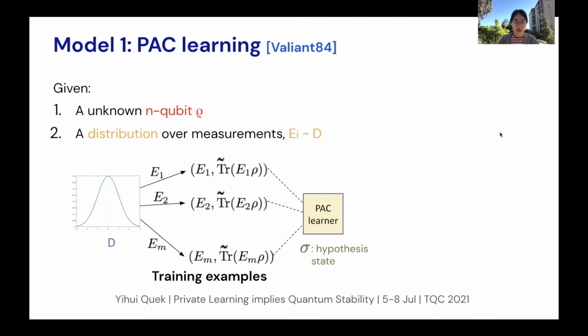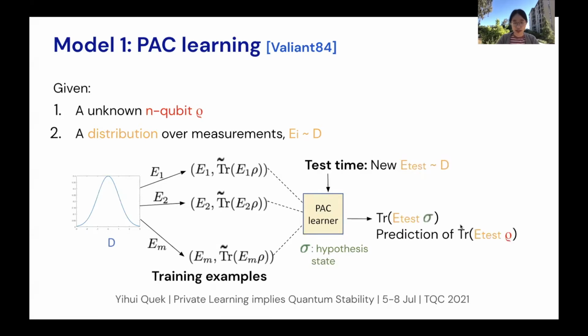Then M measurements are drawn from the distribution, and for each measurement, an approximation of trace E_i rho is computed, perhaps by actually performing the measurement and averaging them. And these measurements are fed into the learner, which is supposed to compute a hypothesis state. At test time, a new measurement is drawn from the distribution, and then the learner is supposed to output its best guess for trace E_test rho. But of course, it doesn't actually know rho, so it's going to use its hypothesis state, trace E_test sigma.